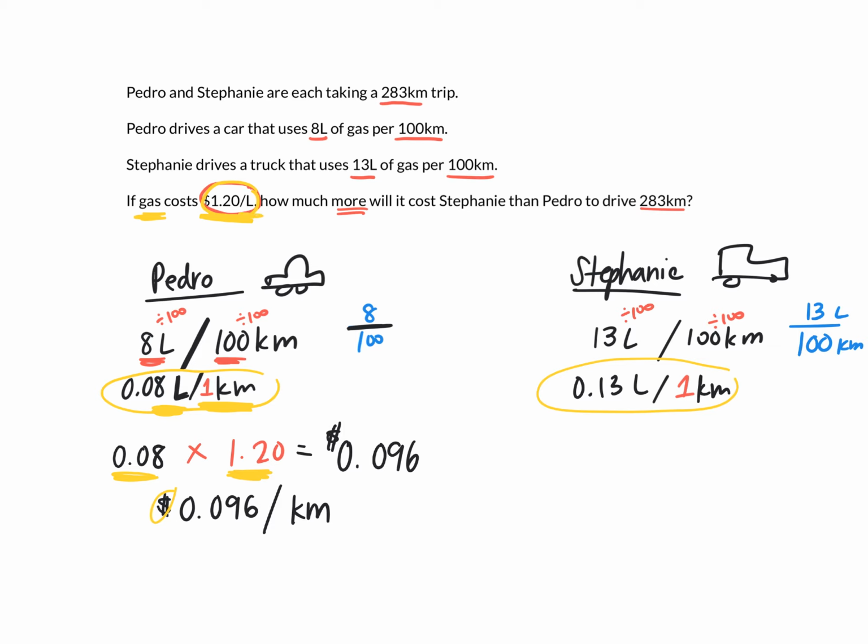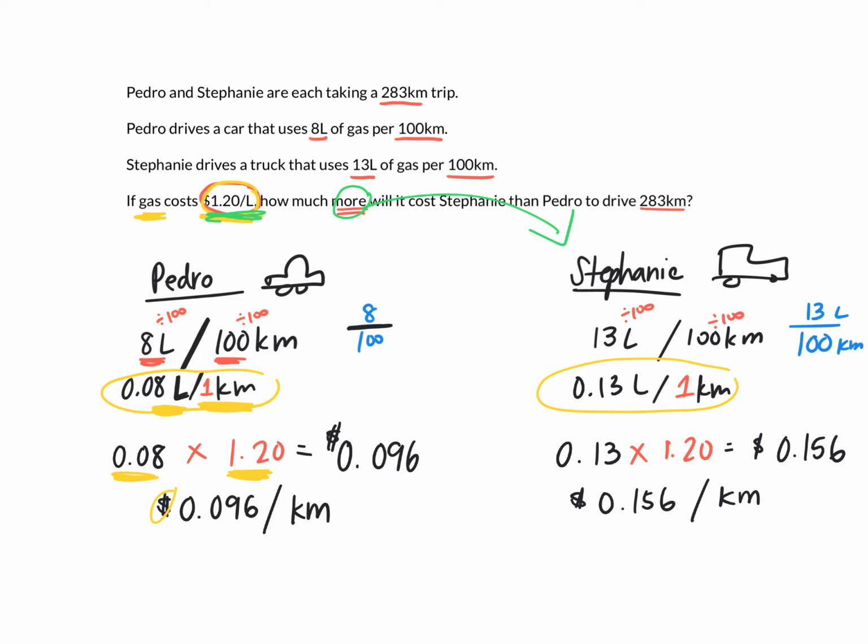Okay, so let's do the same thing over here. Stephanie is using 0.13 liters for every kilometer, so let's figure out the cost. 0.13 times $1.20 because that's how much it costs per 1 liter. When we calculate this, we get 0.156, which means she is spending 0.156 cents on gas per kilometer. Now let's go back to the question. It says, how much more, so I already know that she's going to spend more, will it cost Stephanie than Pedro if they are driving 283 kilometers?